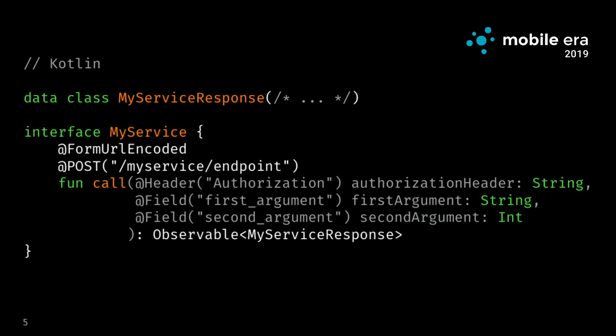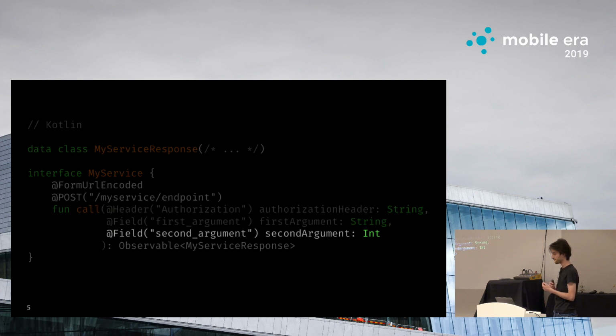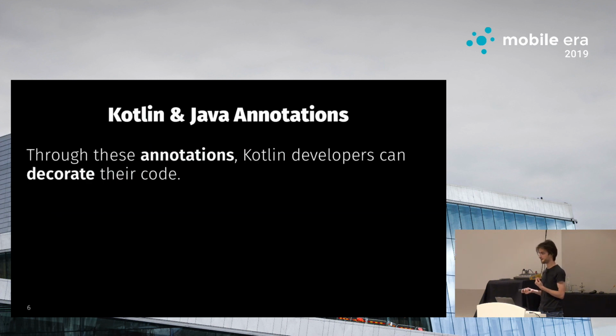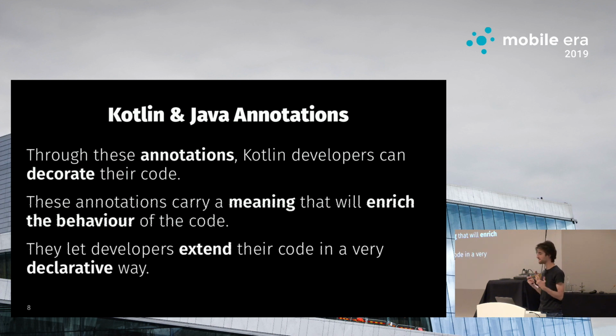And basically, what feels a little bit weird is that there is no actual code, there is no actual implementation, because everything that the framework needs to know in order to make the network calls is already being provided through these annotations. And so for Kotlin and Android developers, the annotations are really great because they let the developers basically decorate their code, because these annotations carry a meaning. This meaning is going to enrich the behavior of the code. Think about the annotation that says, okay, this is the path of the endpoint. This is the key that I need to use to encode this argument, etc. And basically, they let the developer extend their code in a very declarative way.